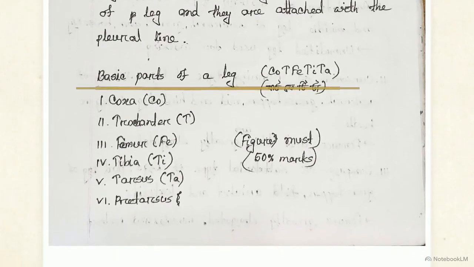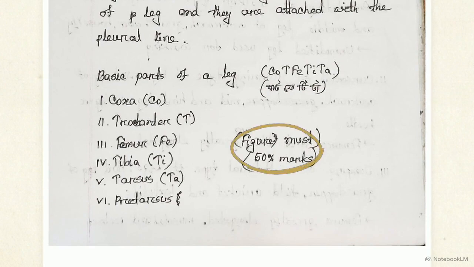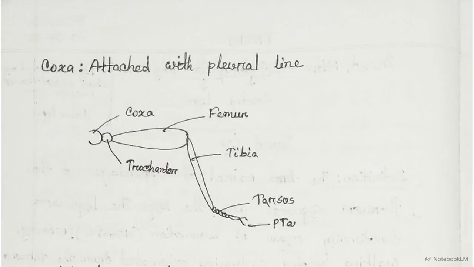Moving down the page, we see the absolute baseline anatomical formula. The note here states that accurately drawing and labeling these basic parts is worth 50% of the marks for leg-related questions. You have to memorize this exact sequence: coxa, trochanter, femur, tibia, tarsus. Let's map that formula to the diagram.